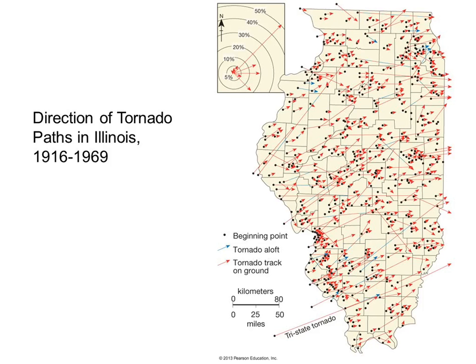And what direction are they mostly coming from? Doesn't it look like they're kind of starting from the southwest and going to the northeast? There are some exceptions, but.